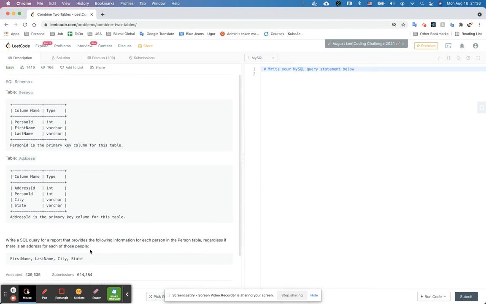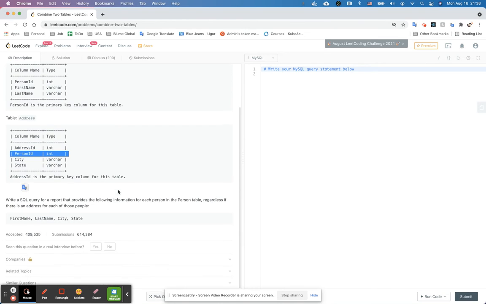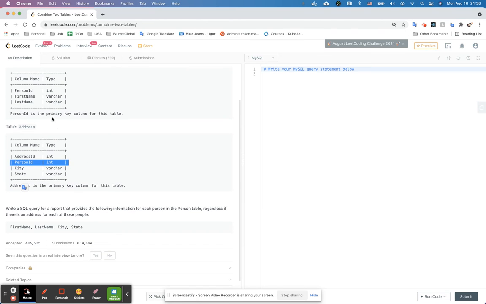This means that we have to get all the Person table rows, and then we have to join to the Address table if there is a record which is directly related to the person ID, because here the person ID is a foreign key, right? I don't know, is there any information here? No, but the person ID is a foreign key here in the Address table.